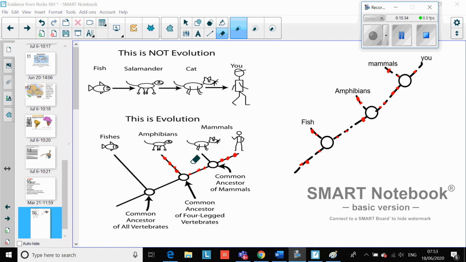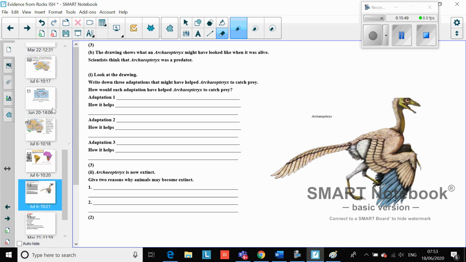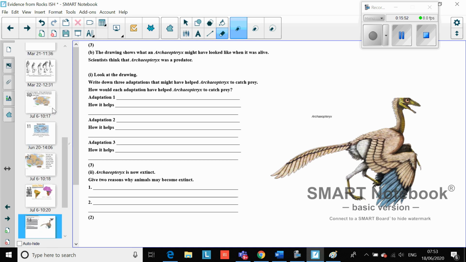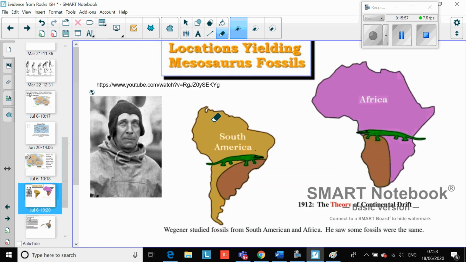So just to be clear about what you should have from today's lesson, you should have this diagram. You should have your answers from the Archaeopteryx questions. You should also have your sheet from the two videos and a very brief explanation of how Wegener, however you choose to pronounce it, discovered that the continents were once together, how he discovered this theory of continental drift. Okay, so those are the points that you should have.